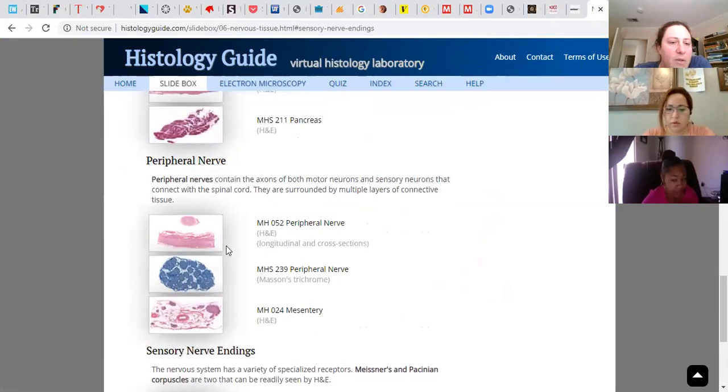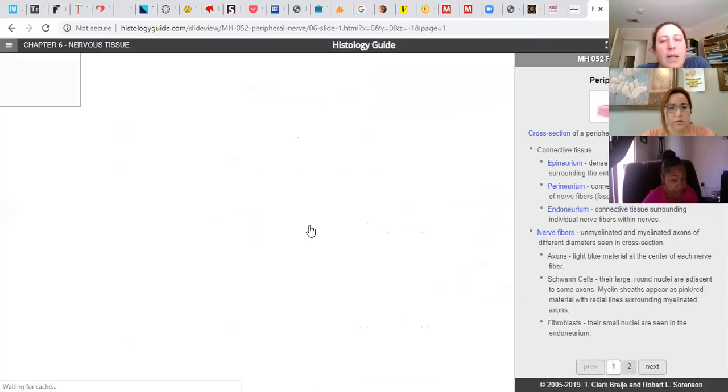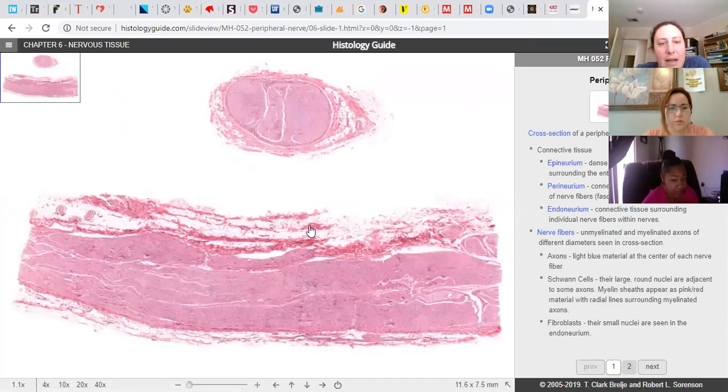For example, there's 3 nerve slides, but this is the one we're going to look at because this is typically what we would look at in lab. We would look at a single nerve slide with a longitudinal and a cross section, and you want to identify basic nerve anatomy, which we haven't covered yet. So you can look at it later after we've covered it, but it's going to correspond to the same anatomy we're going to cover in lecture.